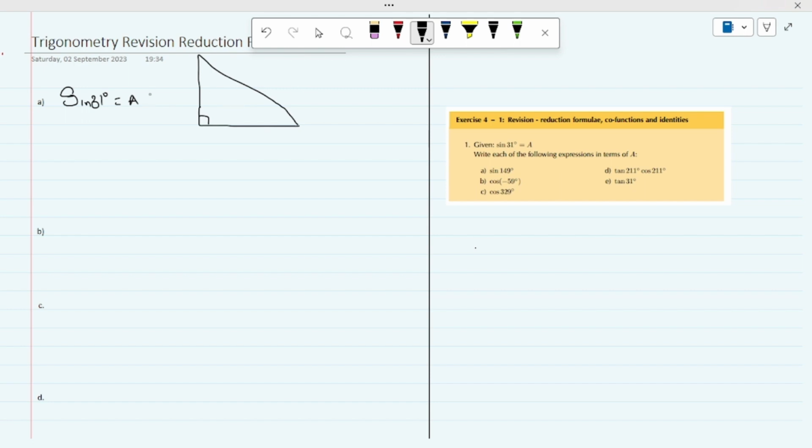So we assume that sine 31 degrees is equal to a. We can assume that this angle in this corner is going to be 31 degrees, and this side is going to be a, because sine 31 is equal to a, meaning that our hypotenuse has to be 1. Our opposite is the numerator to make it a, so the denominator has to be 1.